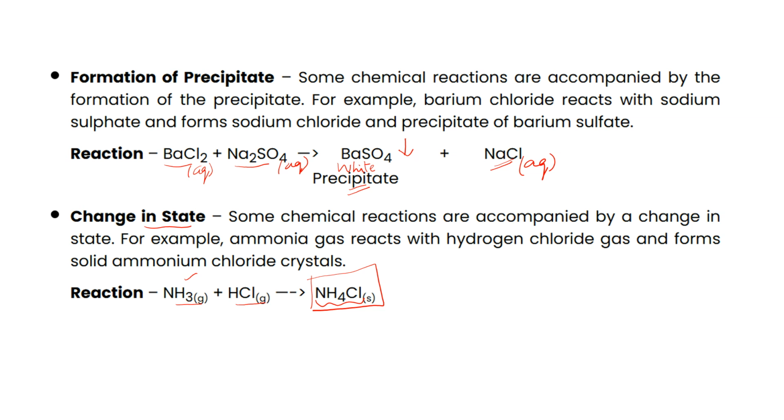So whenever there is a chemical reaction, there may be different observations. There may be evolution of gas, change in color, or formation of a precipitate, or change in state, or change in temperature. So these are characteristics of a chemical reaction.